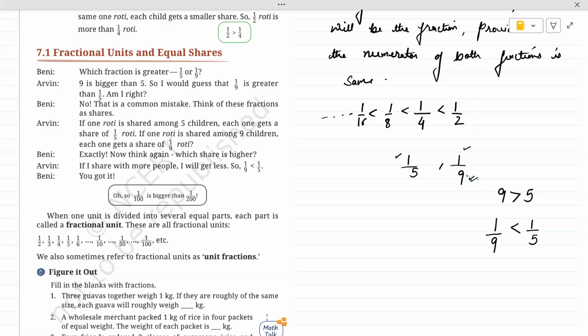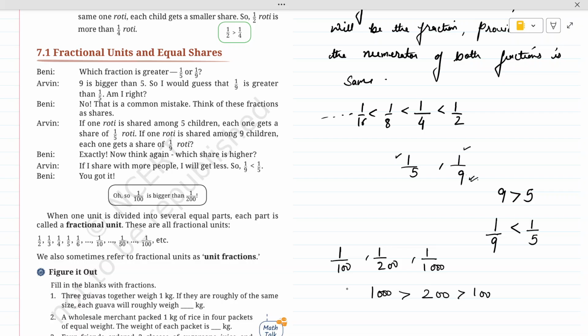Same thing we have done here. The greater the denominator, lesser will be the fraction. So 1 by 9 is less than 1 by 5. Similarly, if we have 1 by 100, 1 by 200, and let's say 1 by 1000 also, and we have to compare these, we will check the numerator. In this case, again, the numerator is same, but the denominator is different. So we are going to compare the denominator. So here 1000 is greater than 200 and 200 is greater than 100.